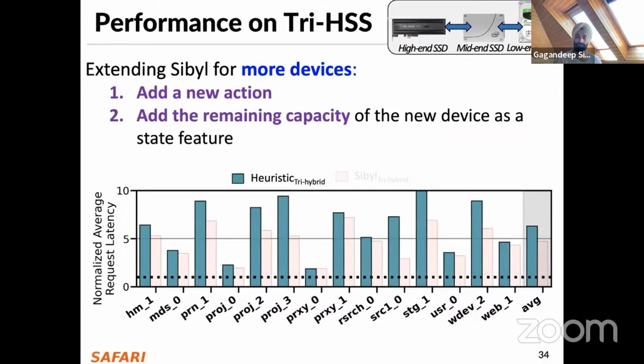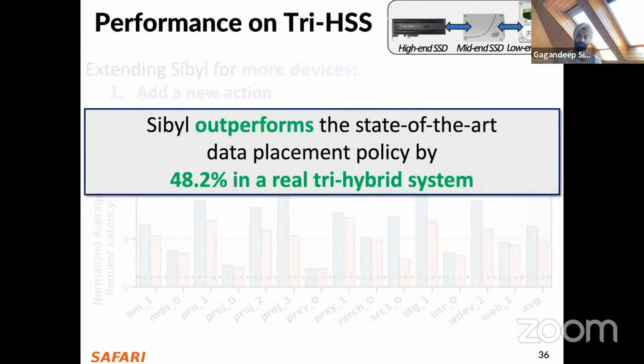Over here, we show the performance results for a state-of-the-art heuristic-based policy. This policy is actually an extension of the CDE policy, which requires significant effort to implement for handling all the data placement cases when we added the new device. If we look at the comparison with Sybil for the tri-hybrid system, Sybil outperformed this state-of-the-art policy by up to 48.2%. Therefore, we conclude that Sybil provides ease of extensibility to new storage system configurations, which reduces system architects' burden in designing sophisticated data placement mechanisms.